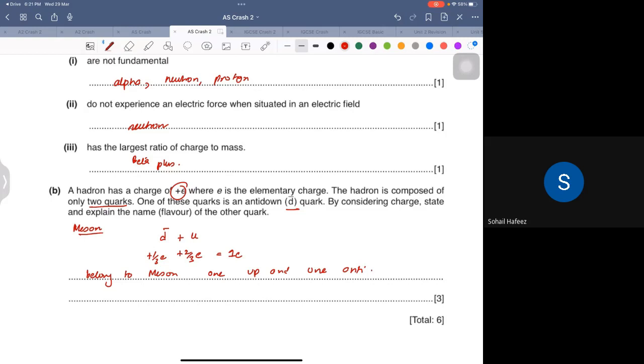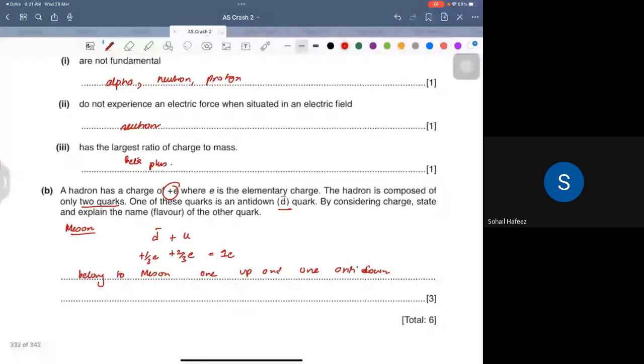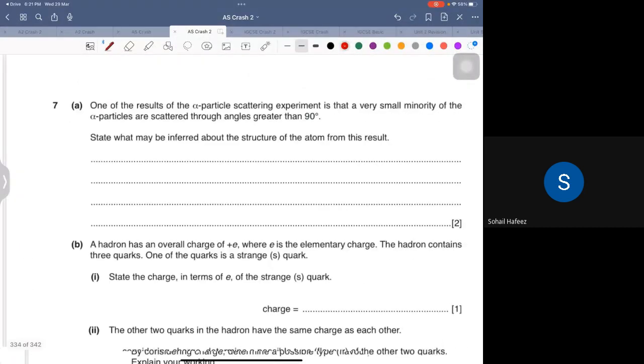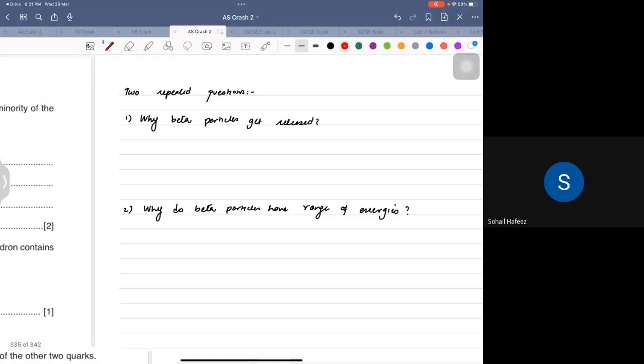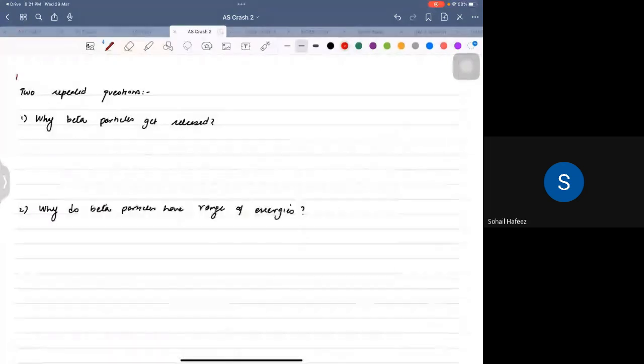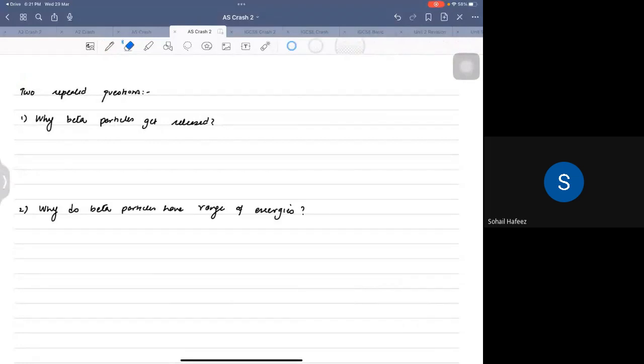This is what will give you basically 3 marks. Now, the rest of the questions, all of them are homework because there's nothing different about it. Please do this. Okay, I'm just writing this one, and then we are done. Why are beta particles released? Due to the weak nuclear force. If they ask you, you just write that.